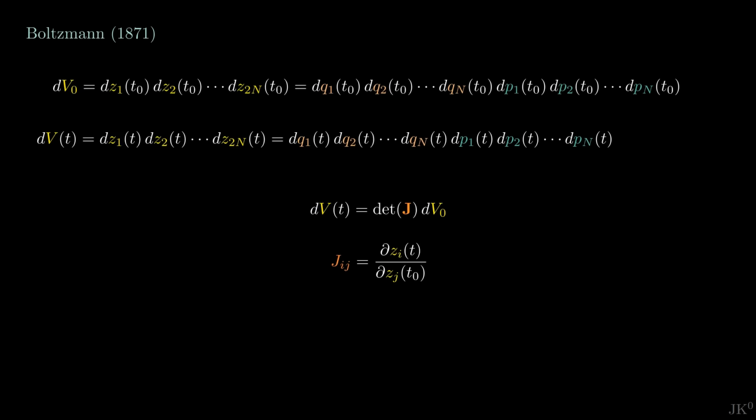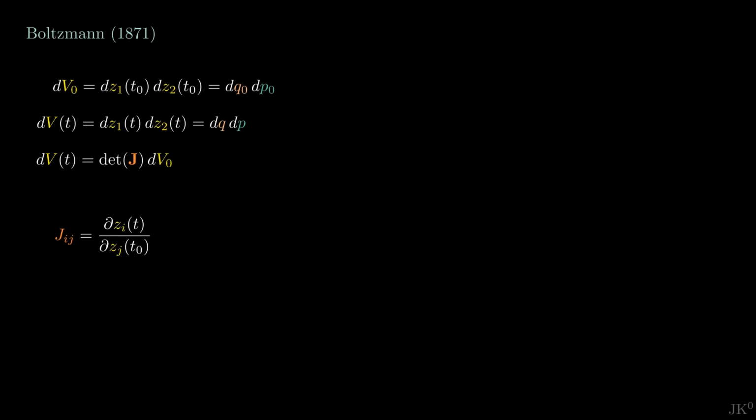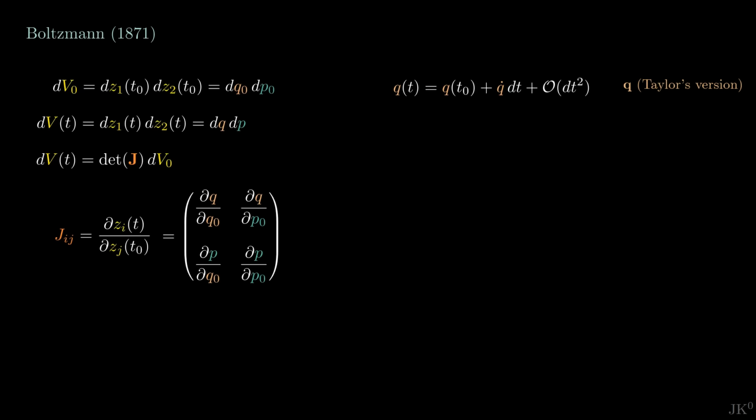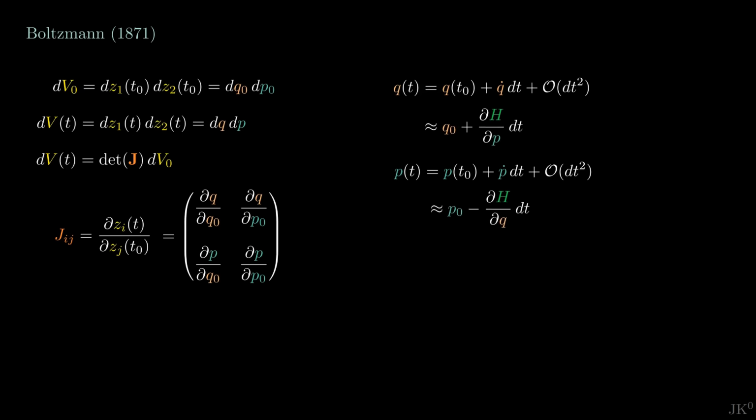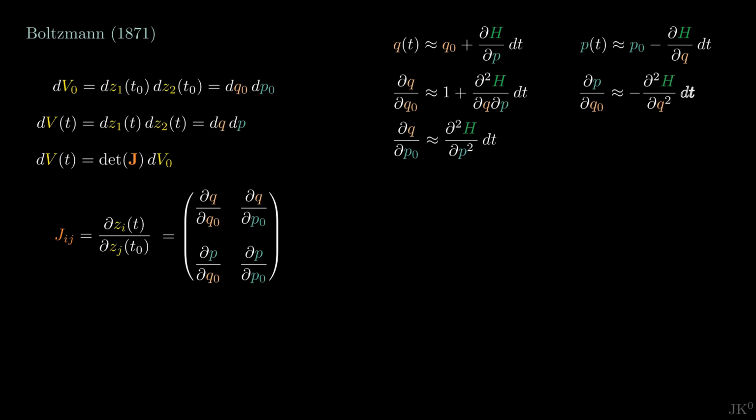Back to Boltzmann. Let's simplify these expressions by only looking at a simple system of 1 degree of freedom. The volume is an area in this case. The components of the Jacobian matrix are defined in this way. To evaluate them, we can write Q as a Taylor series, keeping only leading order terms. Using Hamilton's equations to replace Q dot, we get this. The same procedure can be done for the canonical momentum. Now we can explicitly calculate the derivatives needed for the Jacobian matrix, where the approximation here denotes that quadratic terms in dt are neglected.